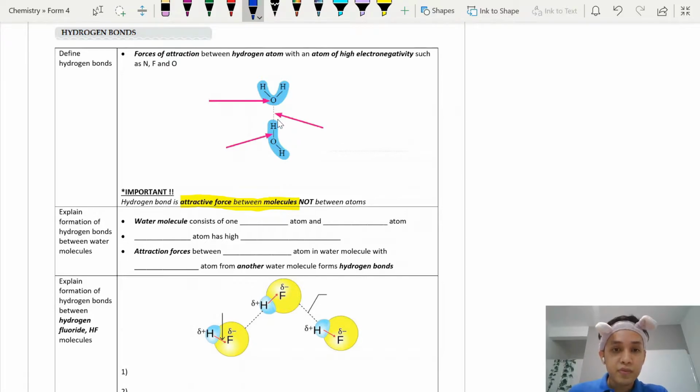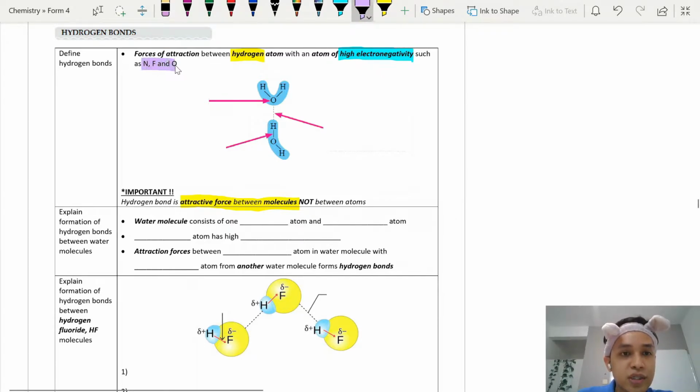This attractive force is formed between, since we say hydrogen bonds, definitely it's between hydrogen atoms and highly electronegative atoms. The three highly electronegative atoms that you are learning here are nitrogen, fluorine, and oxygen. In other words, hydrogen bonds are formed between hydrogen and these three atoms. But remember, it's between molecules. This is an example, a depiction of the hydrogen bonding here.